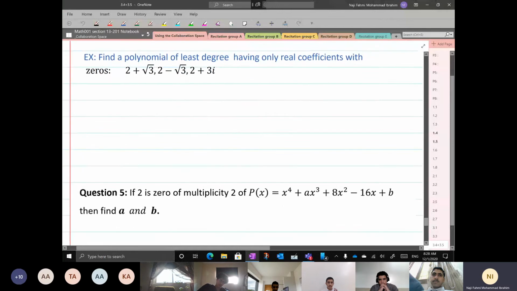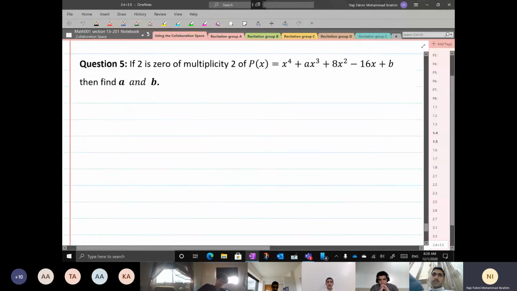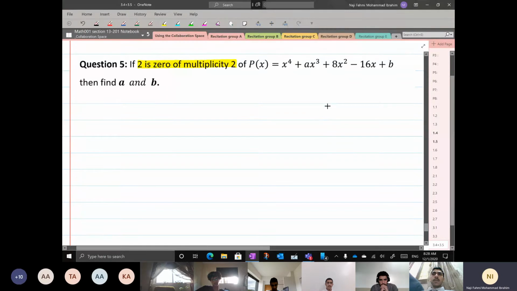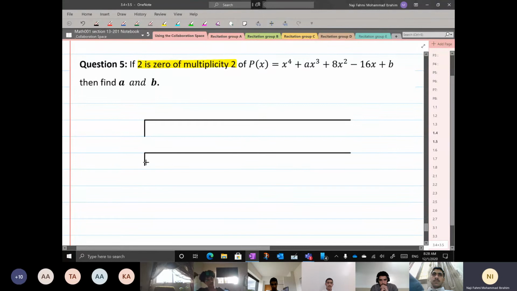Now let's read this example. This is an old exam, this is an A+ question. If 2 is a zero of multiplicity 2 of this polynomial, find the values of A and B. Now when he says 2 is a zero, what will the remainder be if I divide? 0. But when he says the multiplicity is 2, it means I have to divide by this 2 times.